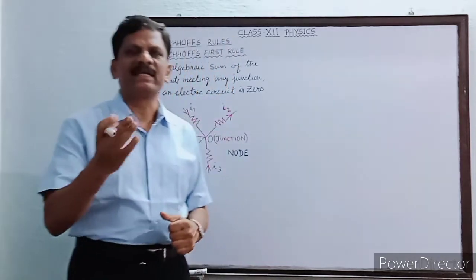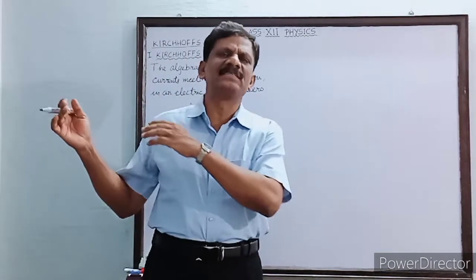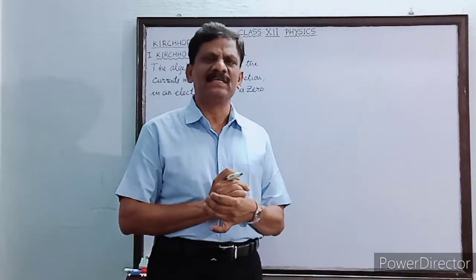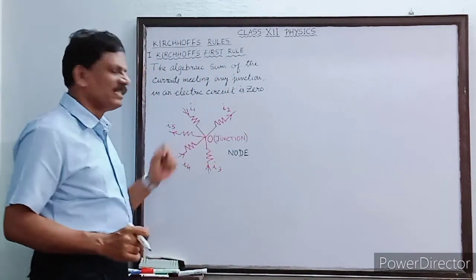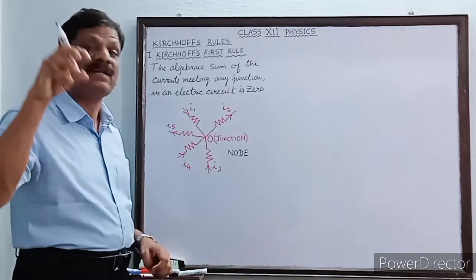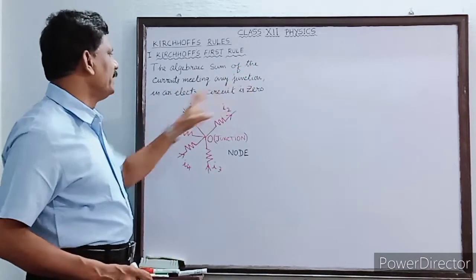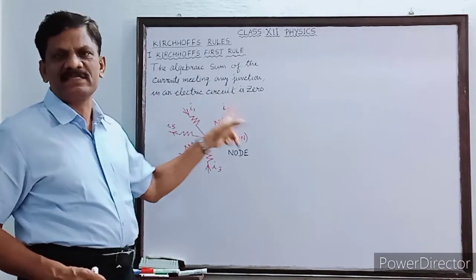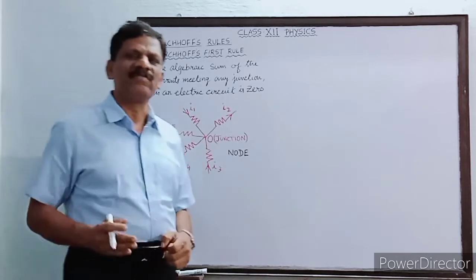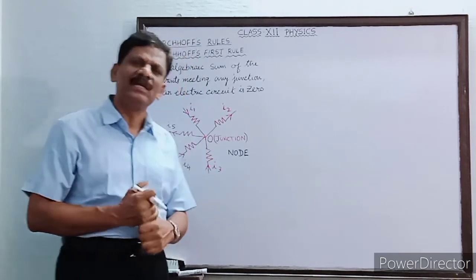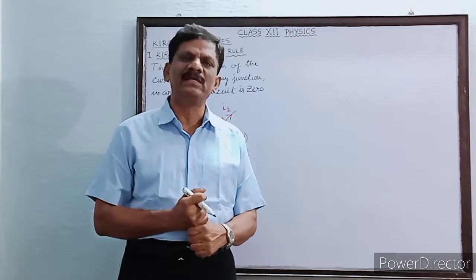Why? Because current is defined as what? Rate of flow of electric charges. So when charges are continuously flowing through the conductors, can charge remain anywhere at a place? Therefore, at the junction O, no charge can reside. That is why the algebraic sum of the currents meeting at any junction in an electric circuit is 0. And here by sign convention, the currents which are flowing towards the junction are considered to be positive, and the currents which are leaving the junction are considered to be negative.